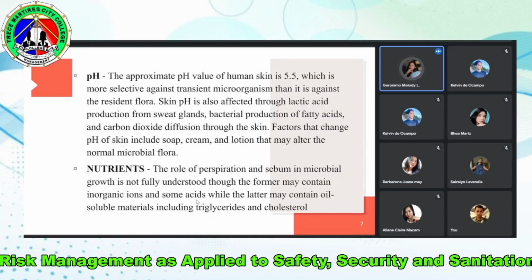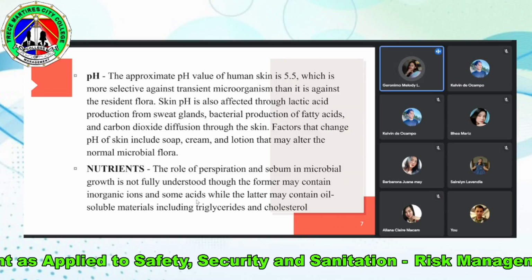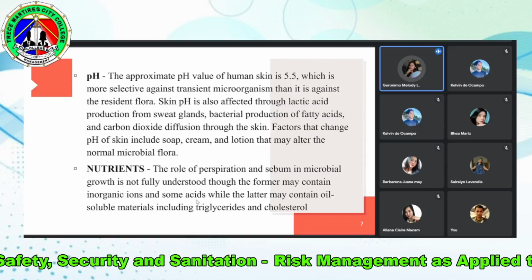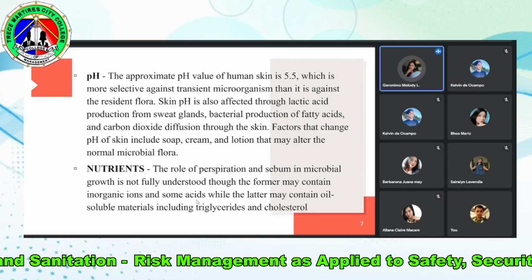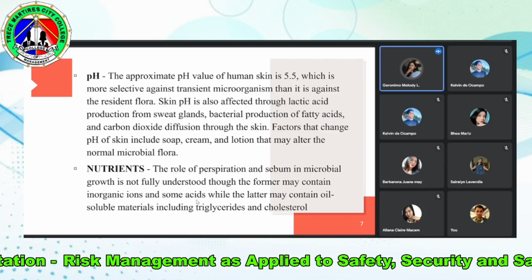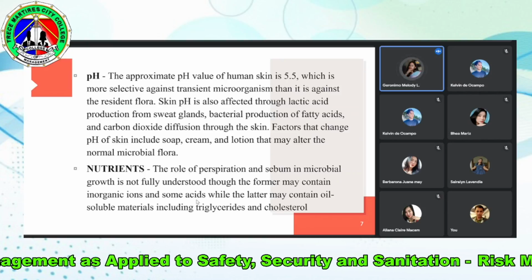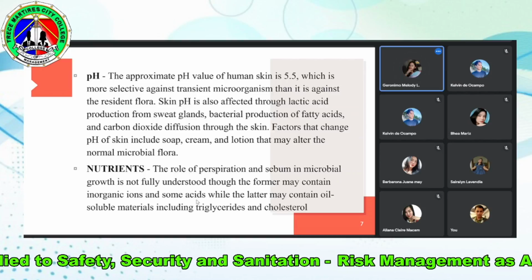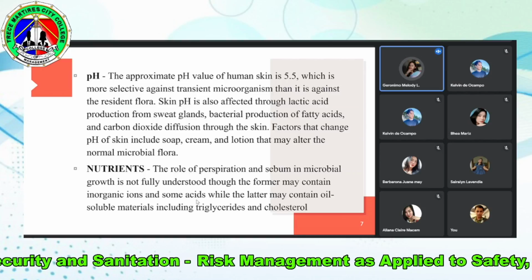So when we say pH, it means potential of hydrogen. So it is a measure of how acidic, neutral, or alkaline ang isang bagay. So ang normal skin pH daw po ng isang tao is 5.5 because of the natural acidic substances in sweat, sebum, and horny cells. So tinatawag daw ang acidic nature surface sa ating balat ng acid mantle.